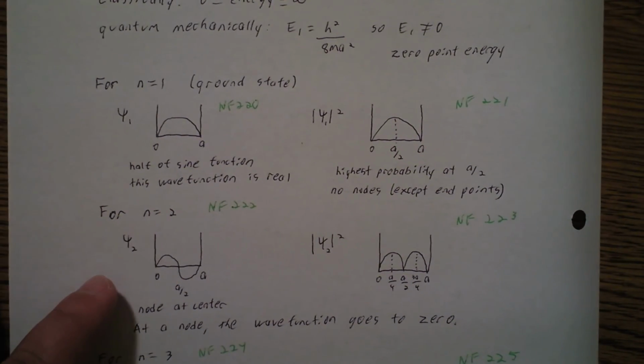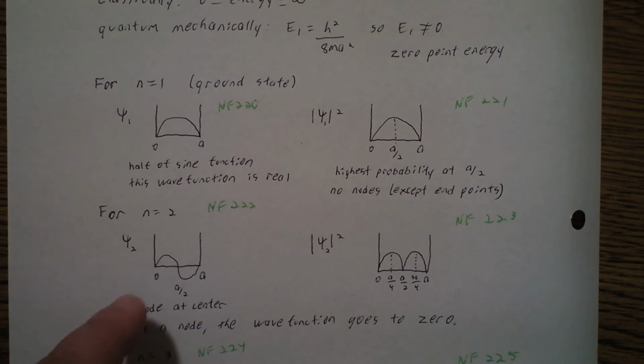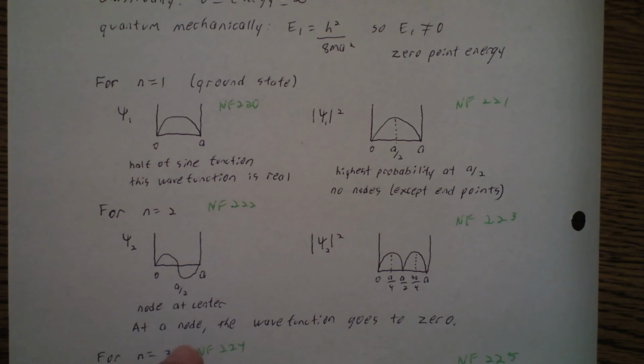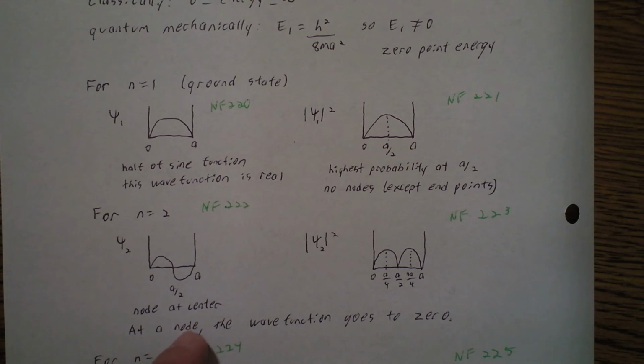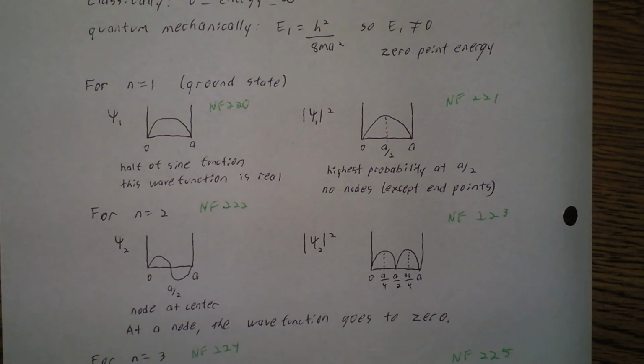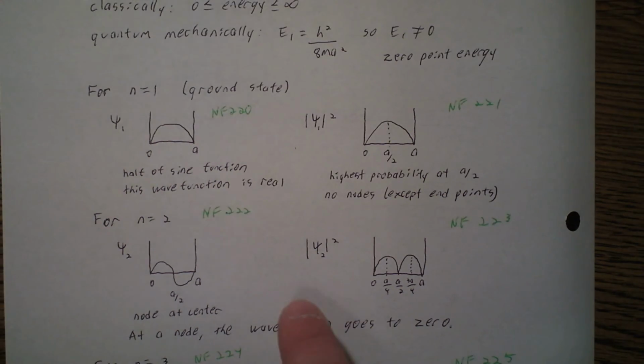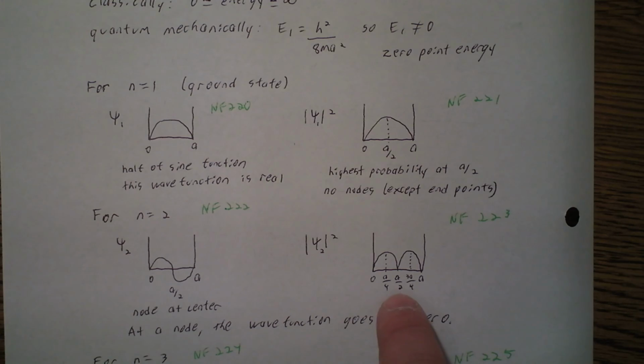Now for n is equal to 2, we go from 0 to a. It's a whole sine wave. We have a node at the center. And at the node, the wave function goes to 0. And then for psi squared, we get a peak here at a over 4, and another peak here at 3a over 4, and then there's a node at a over 2.